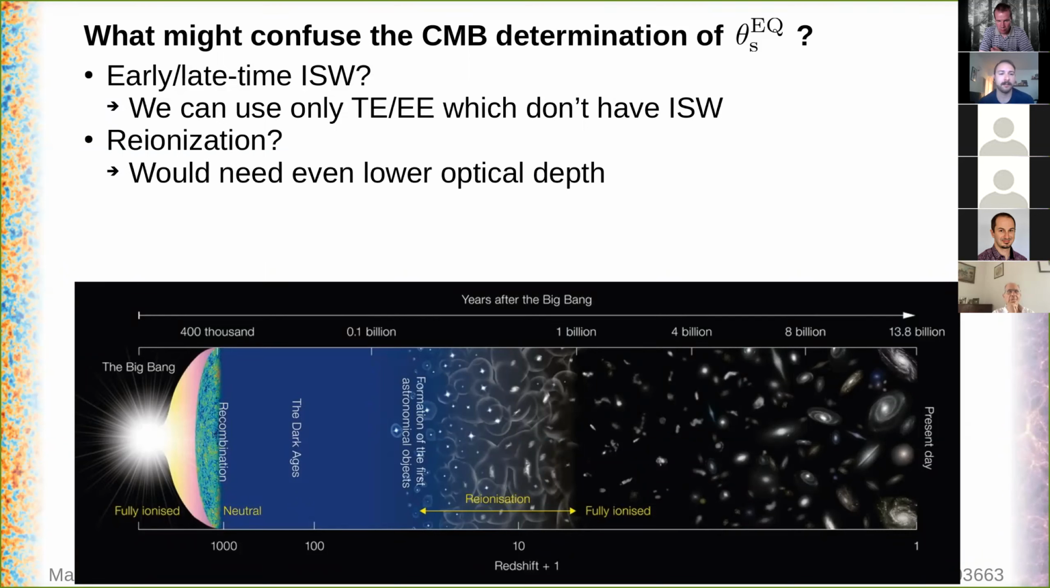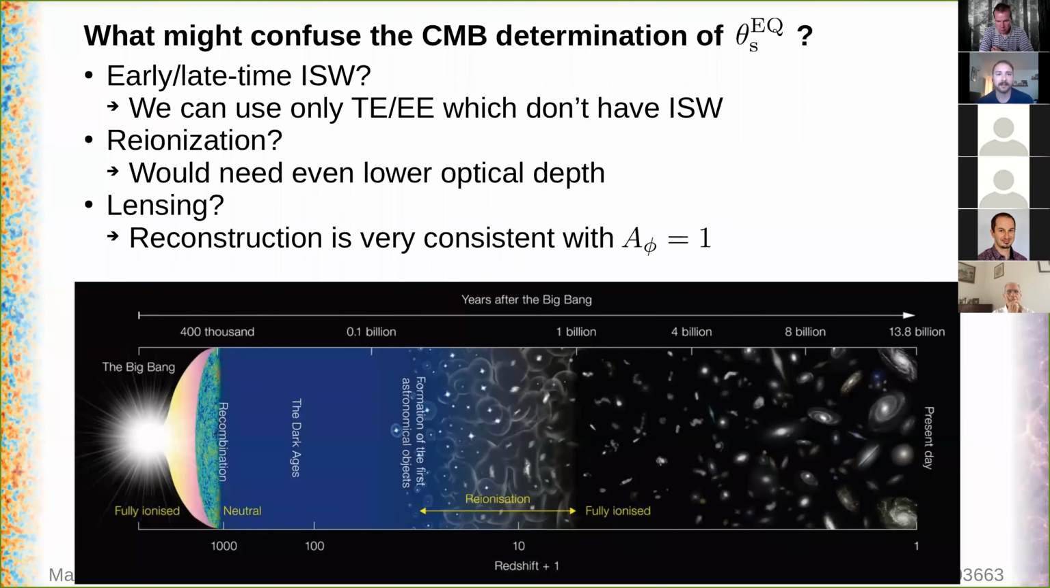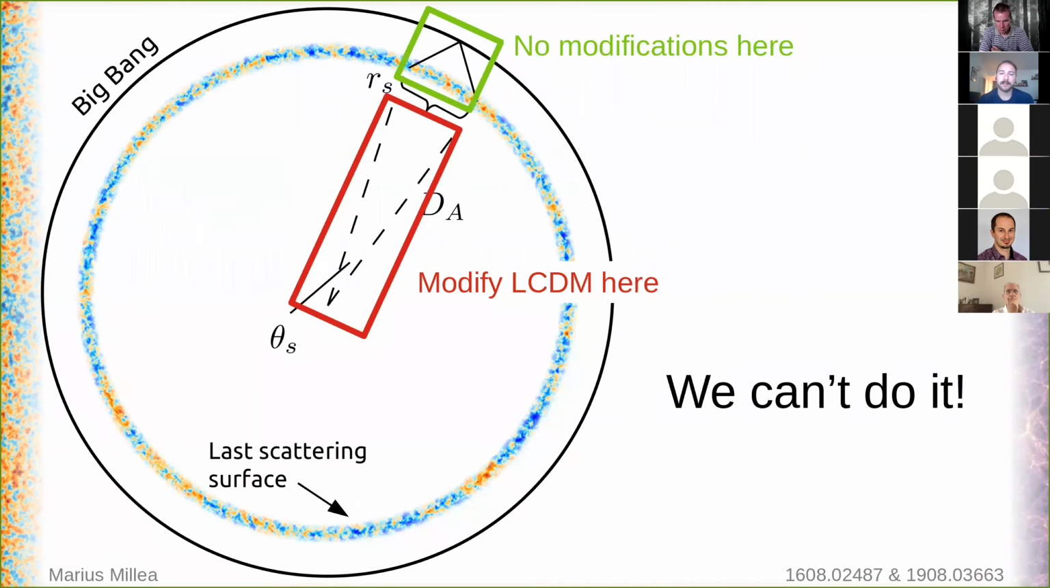There is some impact on the CMB from reionization, but it turns out that you basically would need an even lower optical depth to raise the Hubble constant, and so that doesn't seem to work. Lensing is a late time effect that could confuse things and allow this value of theta eq to be, in actuality 20% lower. But this just seems unlikely because the reconstructions from the 4-point function of the lensing are basically very consistent with the expectation. It seems like it's all hanging together. And so basically you reach the conclusion that you can't really do it.